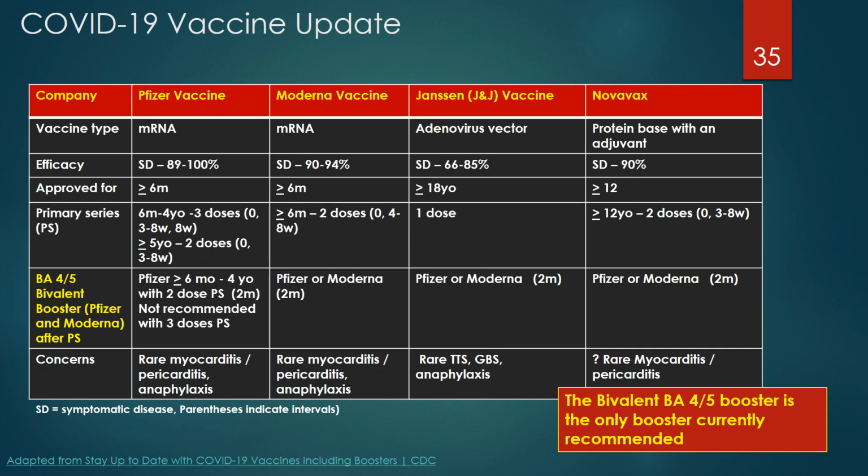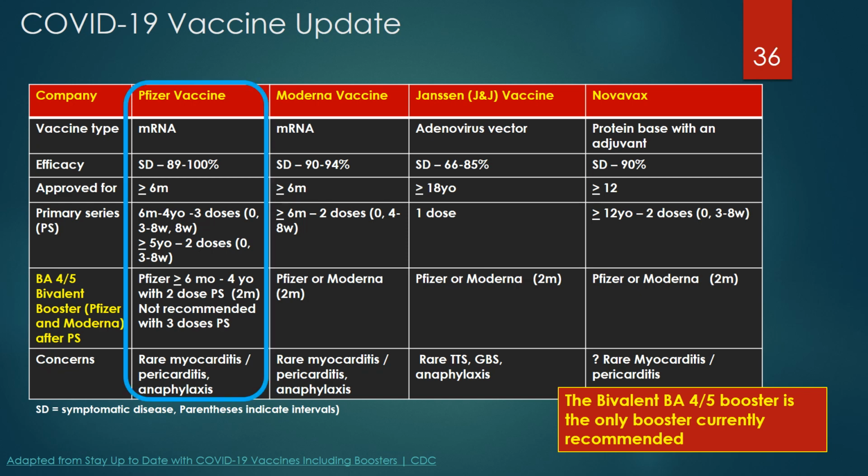This table lists the COVID vaccines available in the United States. 2 mRNA vaccines from Pfizer and Moderna, 1 non-replicating human adenovirus vector vaccine from Janssen, one protein-based vaccine with an adjuvant from Novavax, and the special Omicron BA.4/5 bivalent booster vaccines from Pfizer and Moderna, highlighted with yellow in the left column. All 6 vaccines have received FDA and ACIP authorizations and approvals.